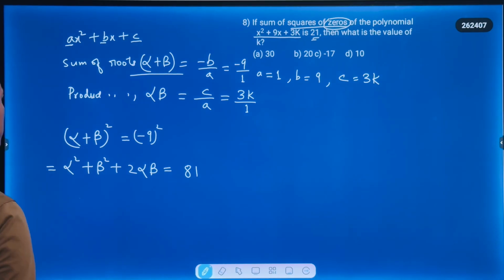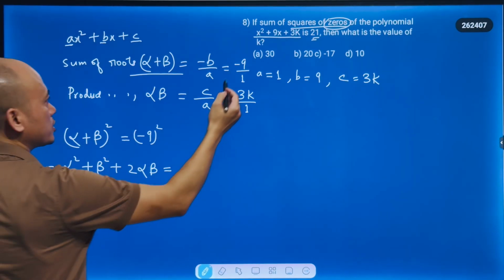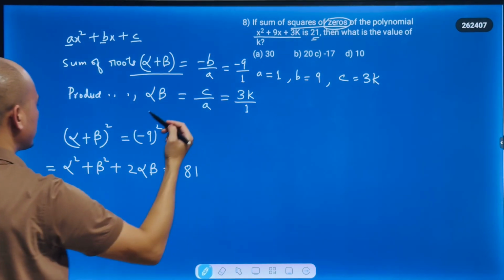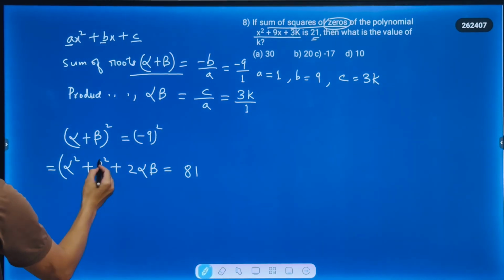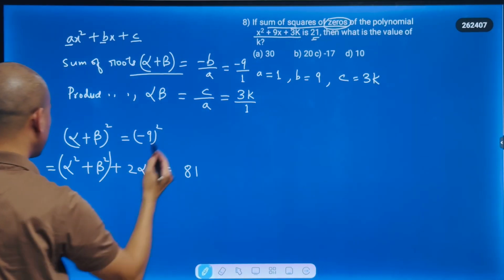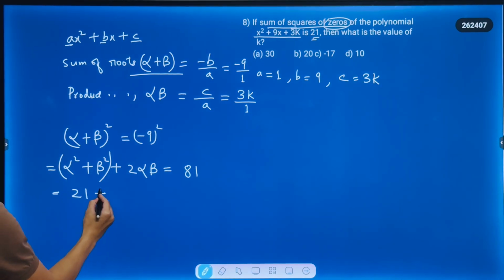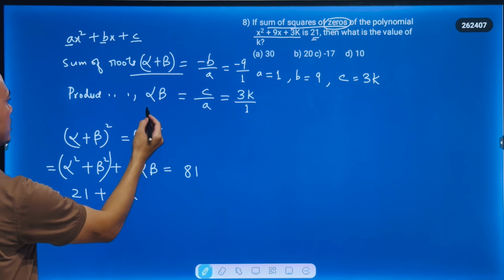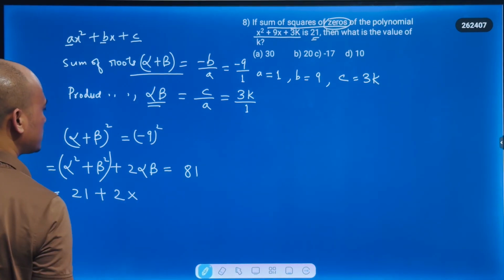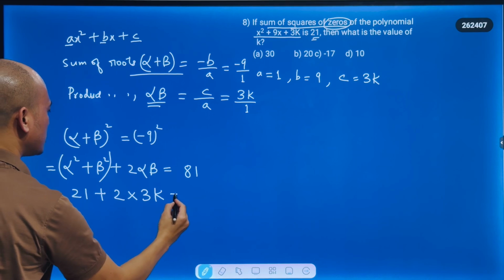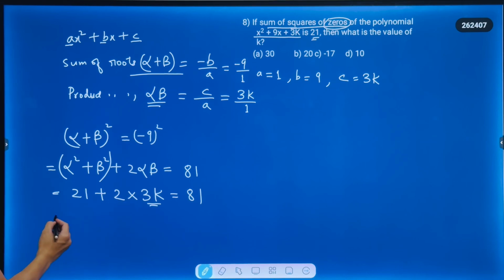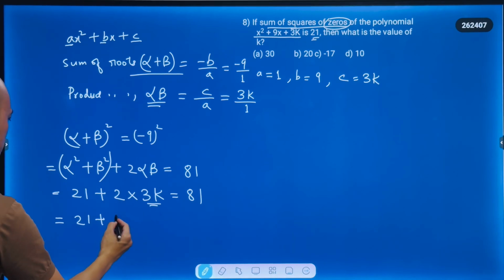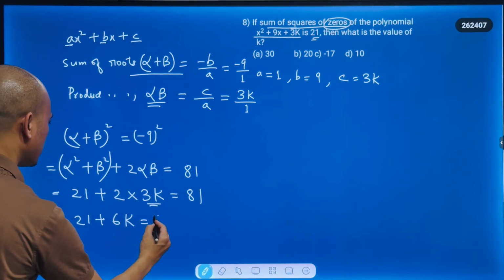9 9s are 81. So what is given in the question? Squares of the roots of the polynomial, the sum of squares of the roots. So this value is given as 21 in the question. So this is 21 plus 2 into alpha beta. Alpha beta we already got here. Alpha beta is how much? Alpha beta is 3k. Then this is 81. Now we have only one unknown value here, so we can easily solve the question. So this is 21 plus 2 into 3k, that is 6k, equal to 81.